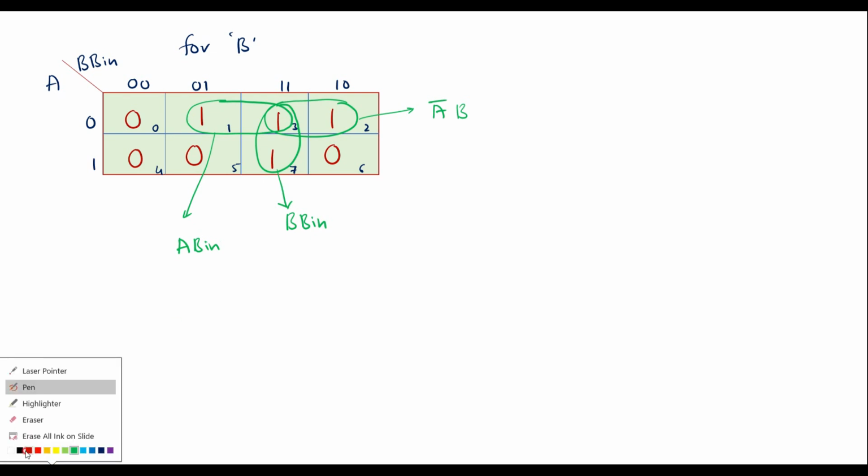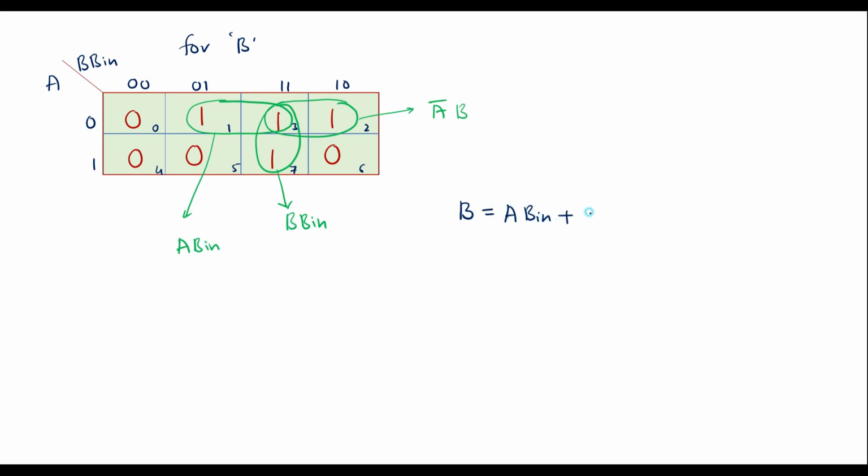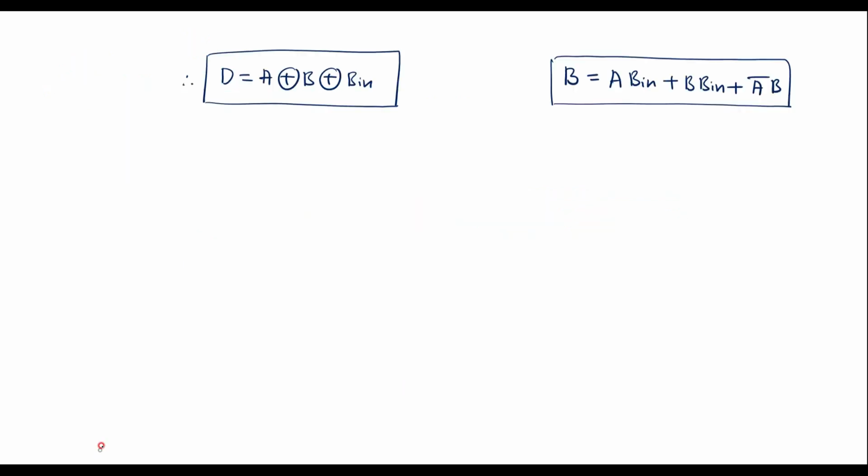Therefore I can write the borrow expression as P is equal to A B in plus B B in plus A bar B. This is the borrow expression. So now with the help of difference and borrow, we can easily draw the circuit diagram. Let me draw the circuit diagram for this. So difference is A XOR B XOR B in.